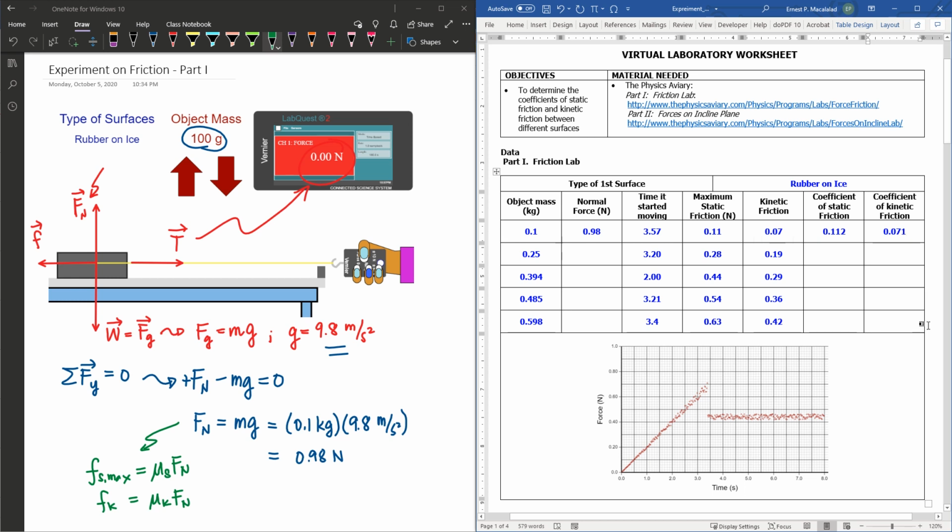Okay? Again, a reminder that whenever you click this arrow up or arrow down as you increment the object's mass, you will not be able to return to the original or the previous values that you previously had. So you have to be careful in dealing with this simulation.